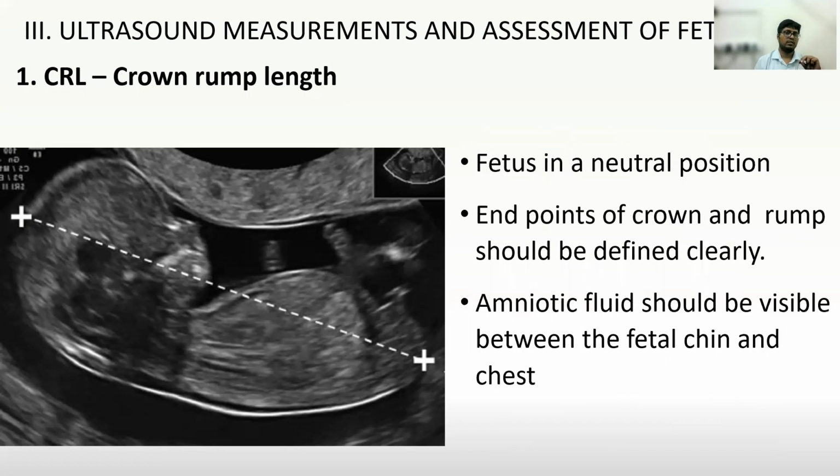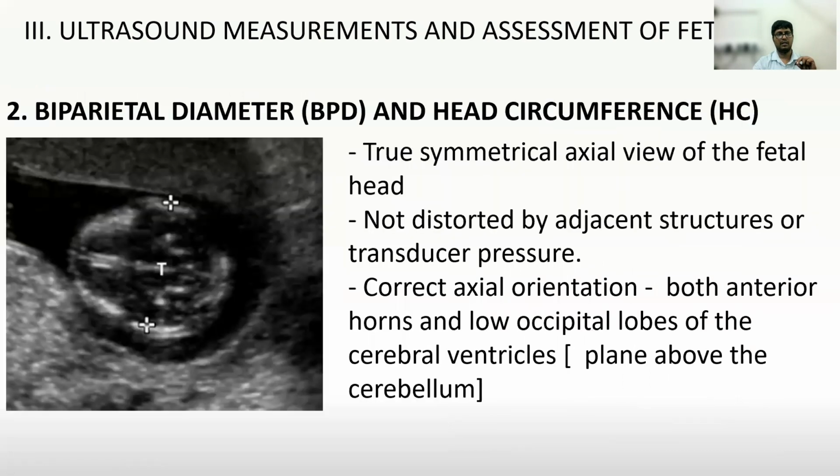Also, the fetus should be in a neutral position where we can see fluid between the fetal chin and the fetal chest. There is some amount of fluid. And the endpoints, that is the crown and the rump, should be clearly defined. These are the proper rules to take the CRL. The next thing is to take the biparietal diameter and the head circumference. This is usually done at the level of the thalamus, or the transthalamic plane.